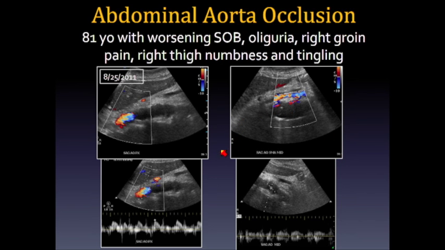In this case, sort of not a happy patient. It was an 81-year-old female who came with oliguria and groin pain, and she had some right thigh numbness. And when we evaluated her aorta, we saw that mid and distal portions of the aorta are completely occluded, and the only flow we could see is in the proximal aorta.